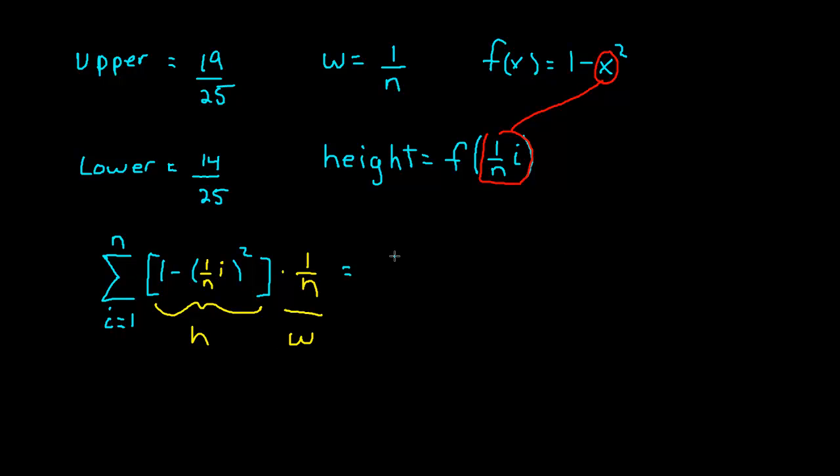If you crunch the numbers or the letters or whatever it is you're crunching, then we should get the following. We should get 1 over n minus 1 over n cubed. That's a 3 right there. Sorry, i to the second power. So that's my series right there.